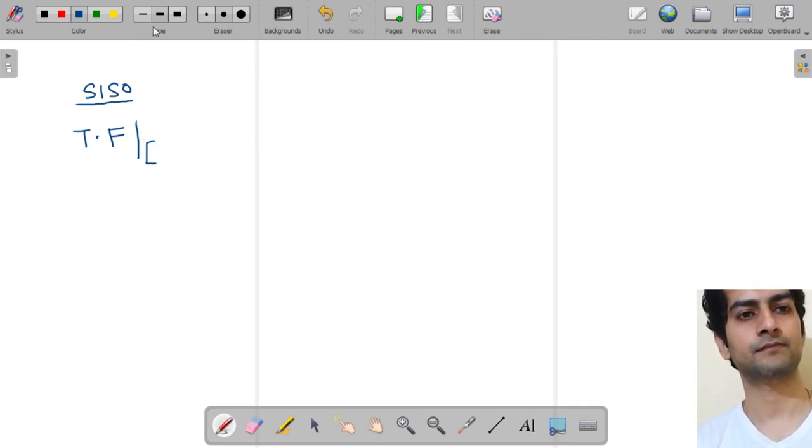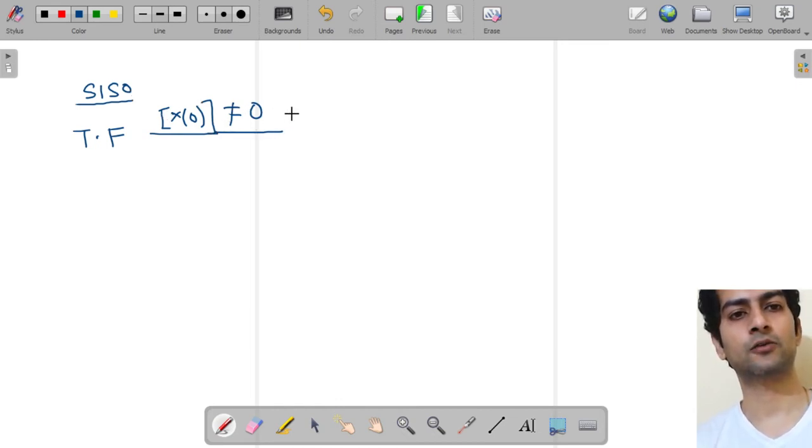Now you will say, sir, the initial condition is not 0, and the system is still SISO. Then I will tell you to go for the differential equation. You have the transfer function, but you have it by assuming the initial condition is 0.